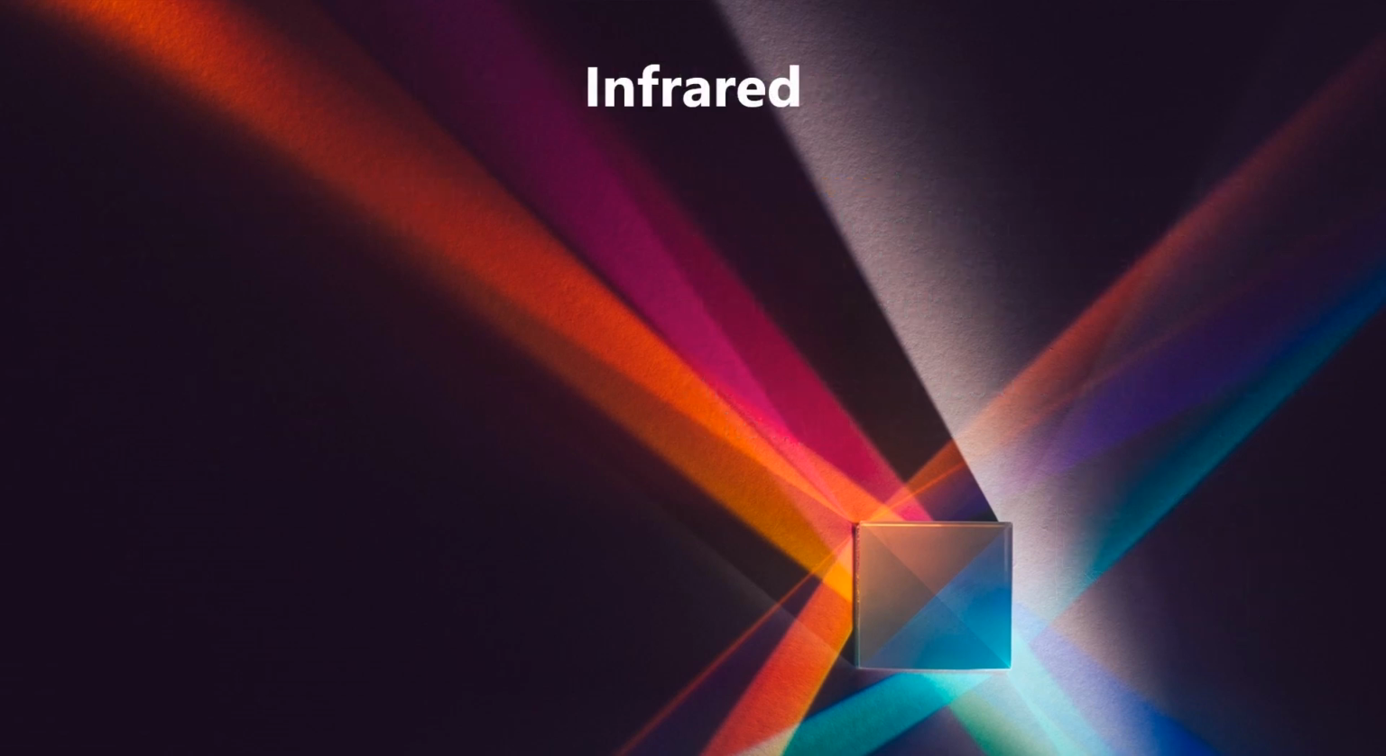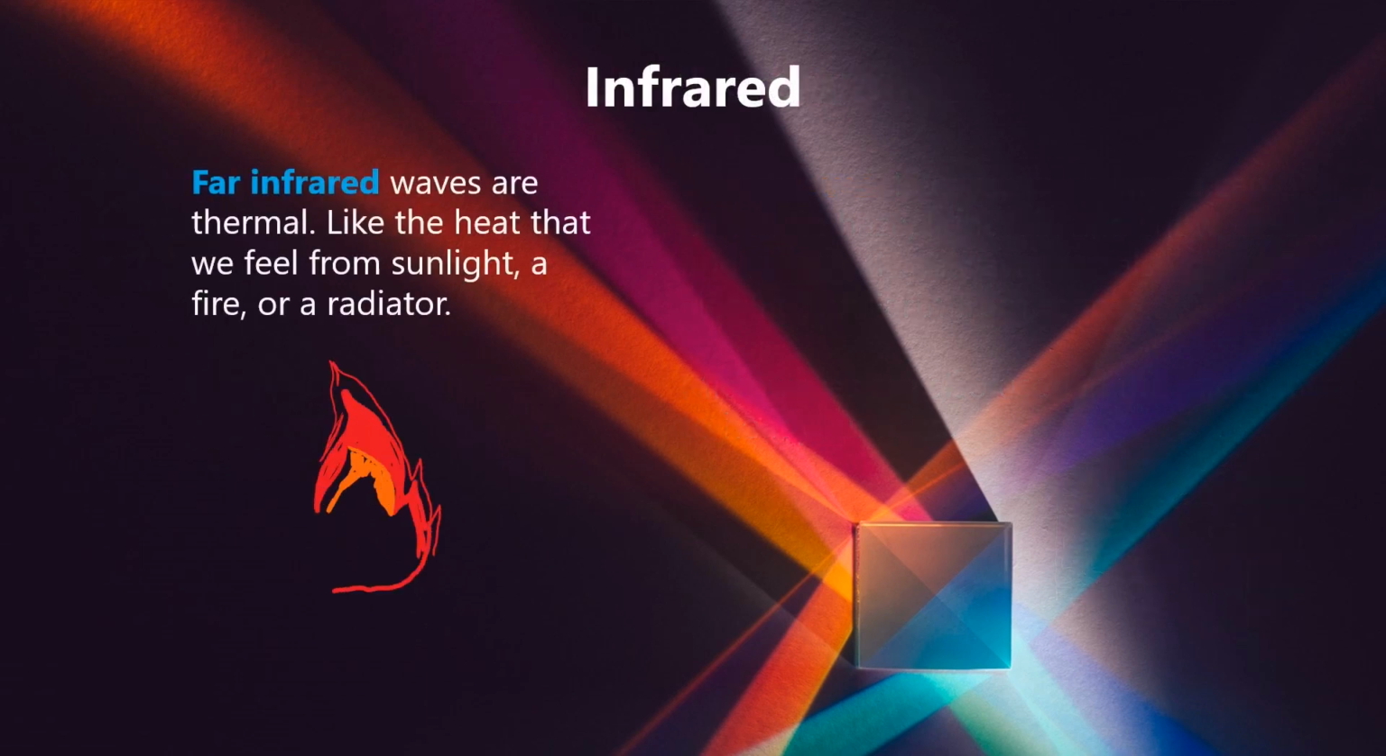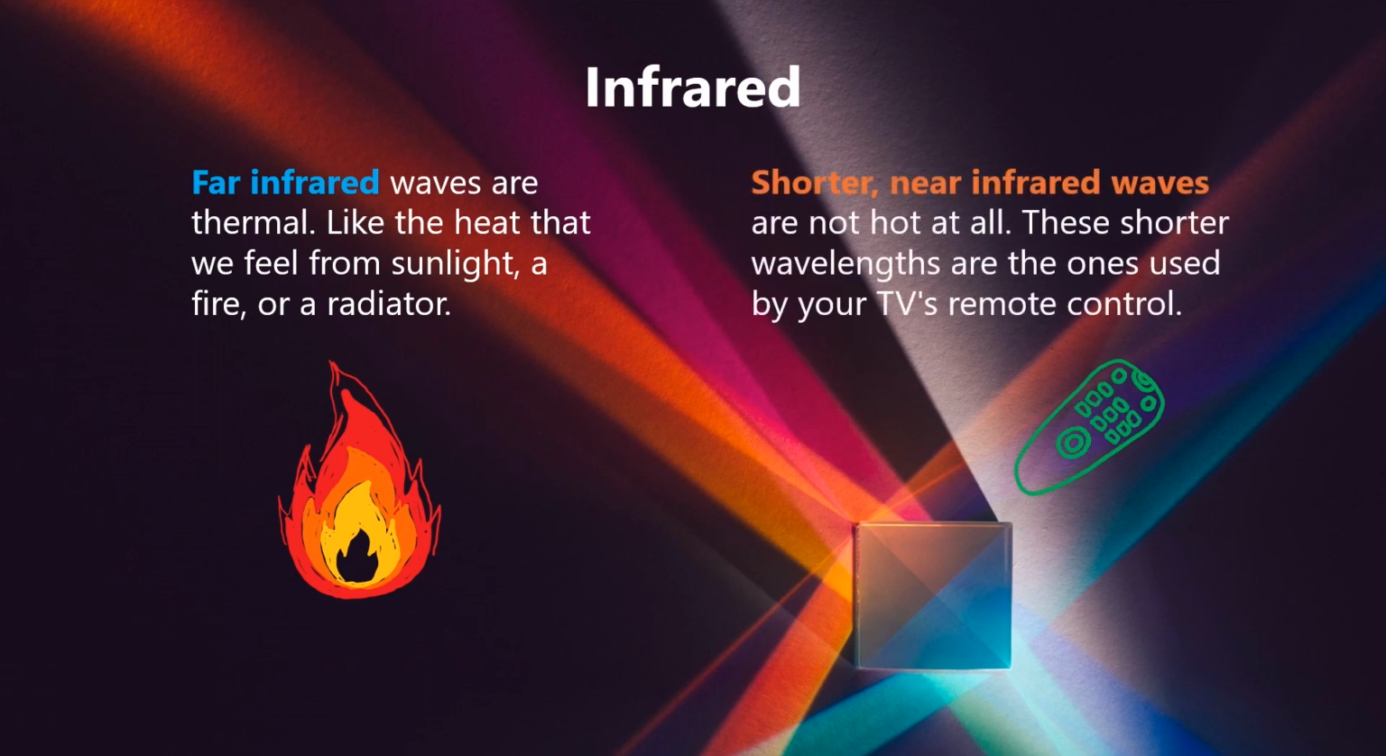Let's move on to infrared radiations. As you know, infrared radiations are heat radiations, but not all of them are heat radiations. Far infrared radiations are what we call thermal or heat radiations, and shorter or near infrared radiations are what we use in remote control. When you are pushing the buttons on your TV remote control, they are just sending infrared radiations to the TV receiver, and that is how they communicate.